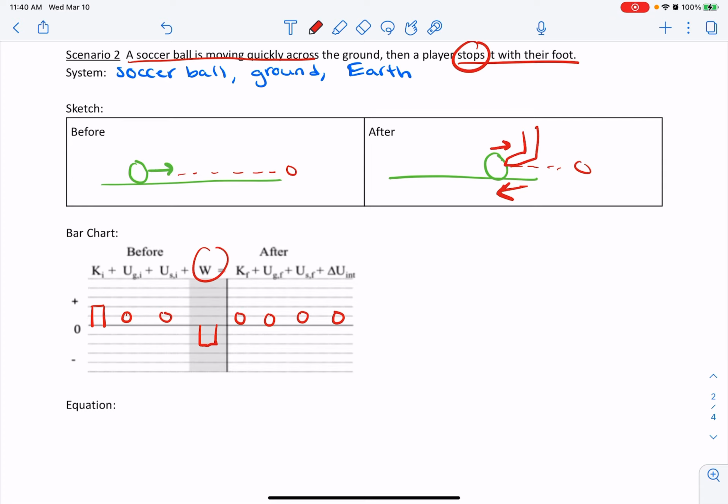Now let's write our equation. So we have kinetic, right? There is a bar there, plus 0 for gravitational, 0 for elastic. For work, we do have work, but it is negative, so I'm going to put minus work. Okay, it's negative, so I'm putting minus. Equals 0 for kinetic, plus 0 gravitational, 0 elastic, and 0 internal. Now let's just simplify, get rid of our zeros. We have kinetic minus work equals, and everything on the right is 0, so I'm just going to put 0. And that's my overall equation.